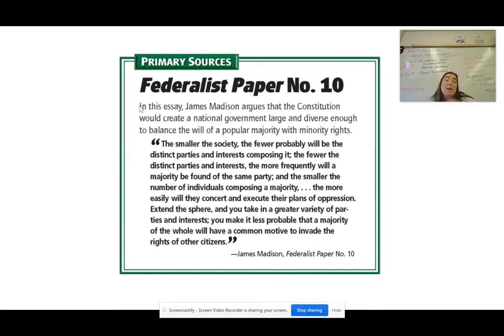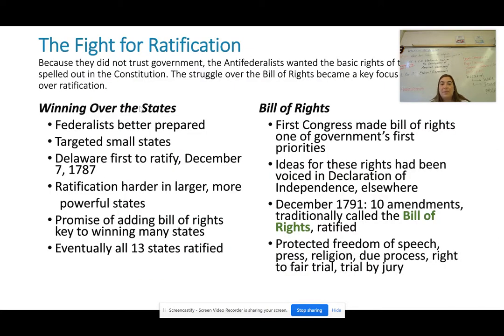You have a number of different interests floating around. And what James Madison is saying is that this is the perfect opportunity to really set ourselves up for peace and for success. That's the purpose of one of the Federalist Papers.